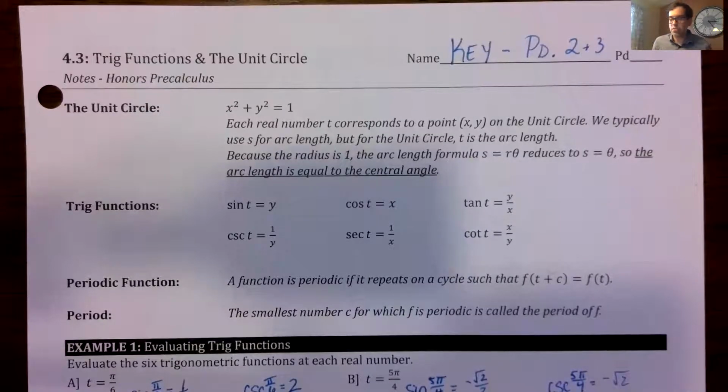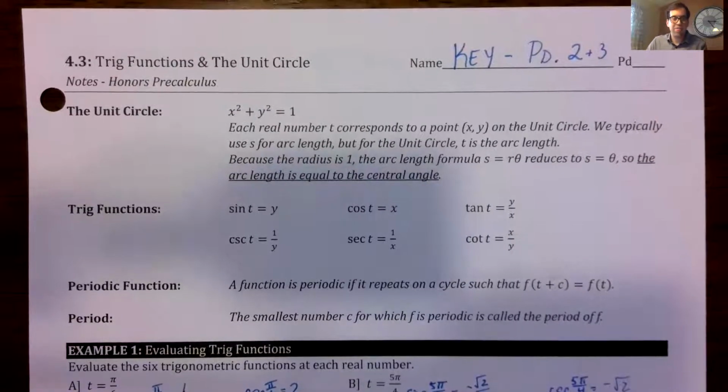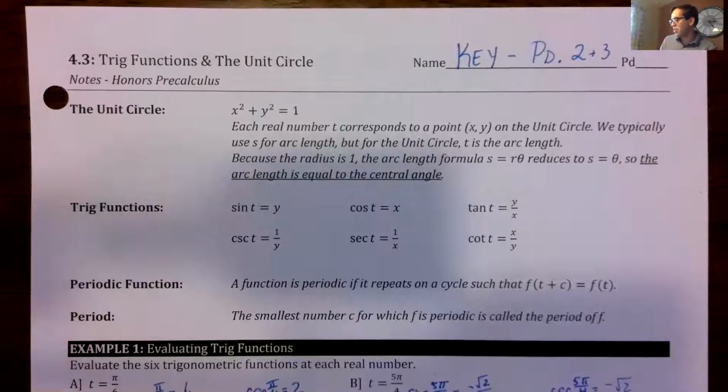Hey everybody, in honors pre-calc, today we're going to be doing the second half of the lesson 4.3 notes, trig functions and the unit circle. For this, you're going to need to just continue the notes where you left off. So if you have a printed copy, you can continue this, or if you're writing it on a separate piece of paper, that's fine too.